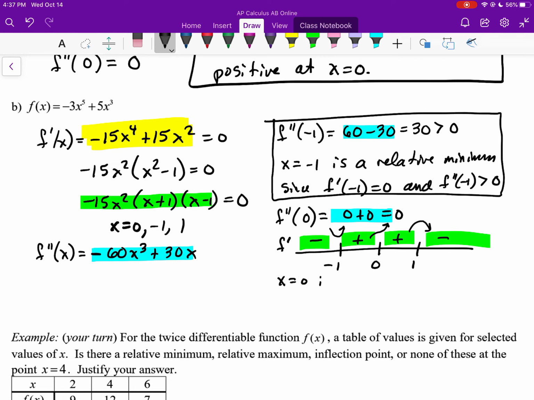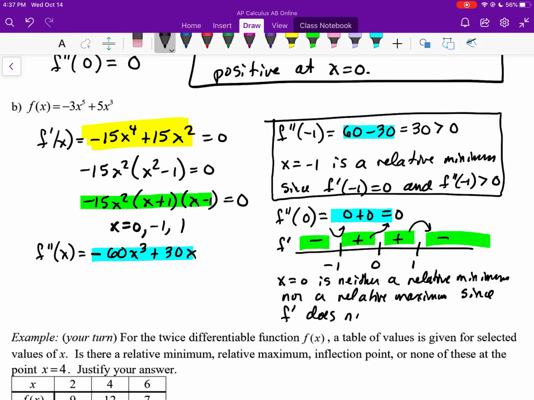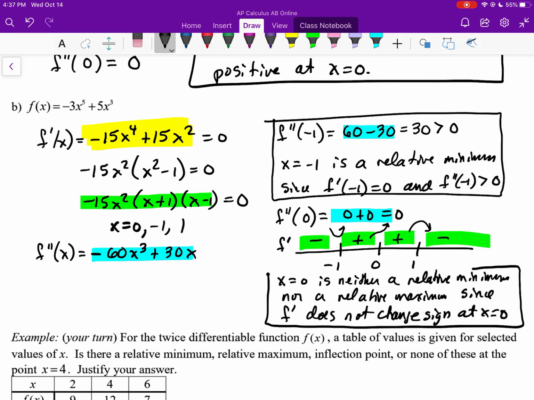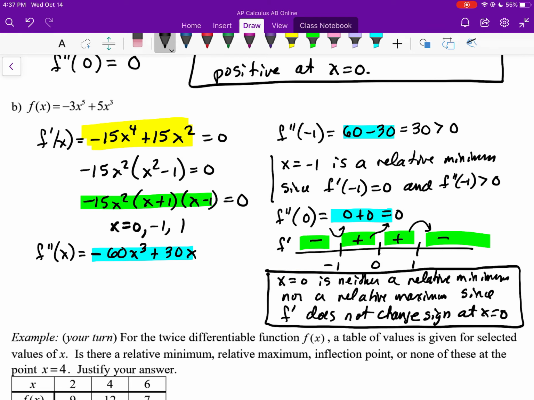x equals 0 is neither a relative minimum nor a relative maximum, since f prime does not change sign. Don't stop there. We still need the at x is equal to 0. Probably for that first box, I probably shouldn't have boxed everything. I probably should have just boxed the explanation.